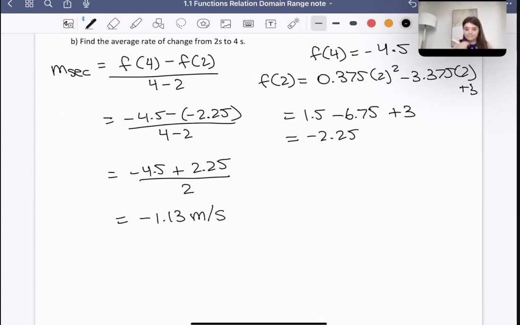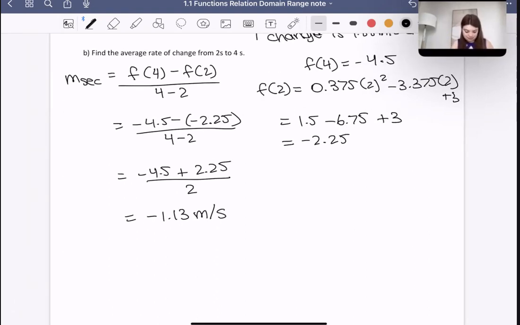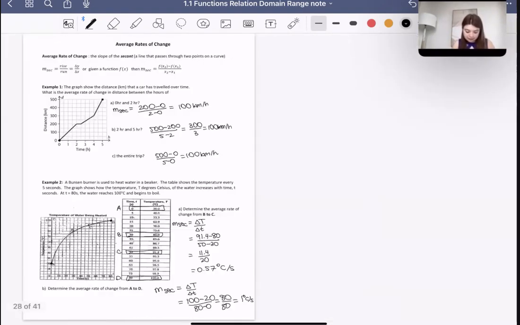Awesome. Okay. So there we have it. All right, well, that is it for average rate of change.